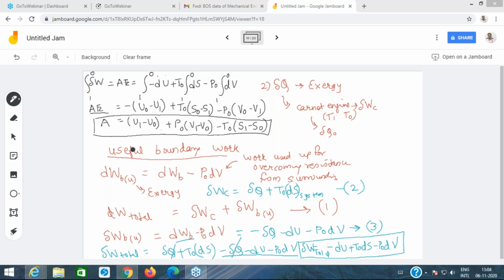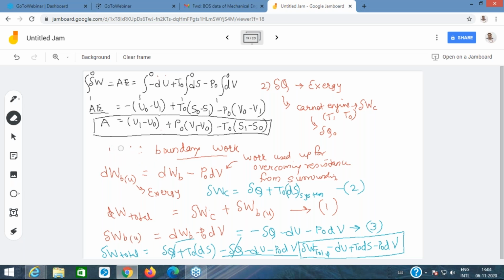If it is clear, then let me just write a few more steps and a few more terminologies which you might come across. So let me just erase this one first. Now, if you want to calculate the change in availability, suppose this is availability, and suppose initially the state was at some state 1. So the corresponding expression you will get is A1.